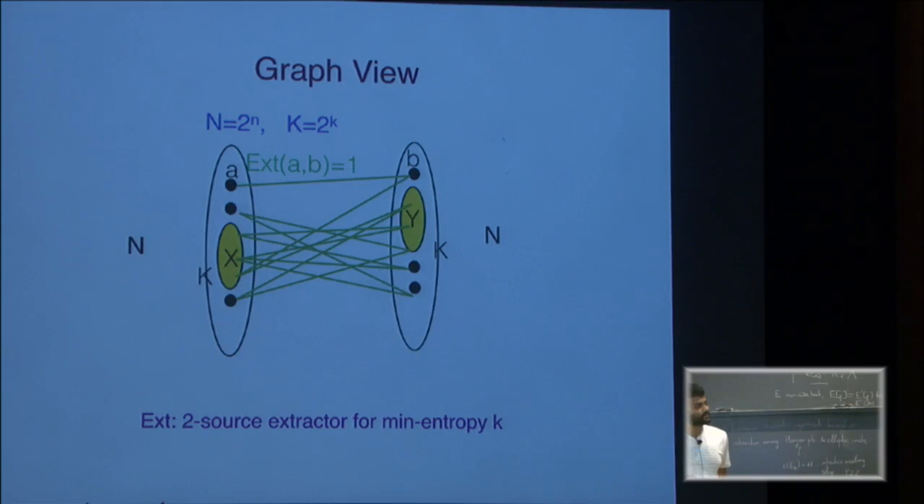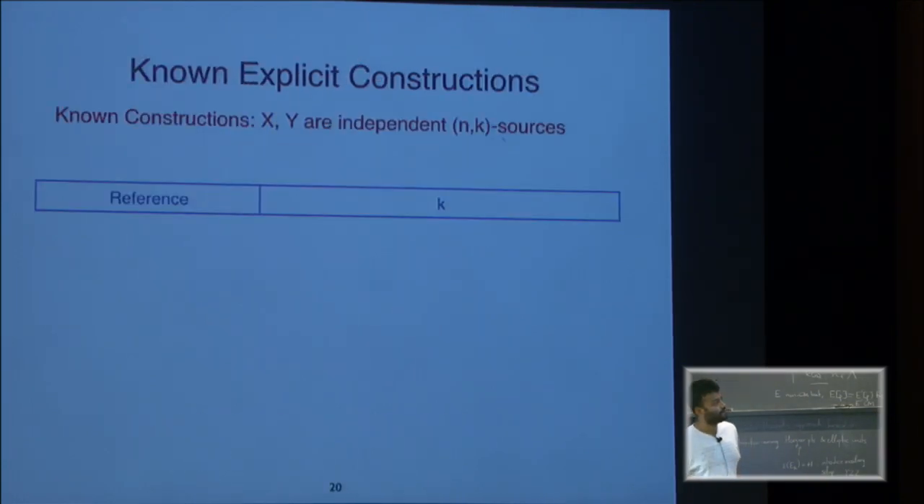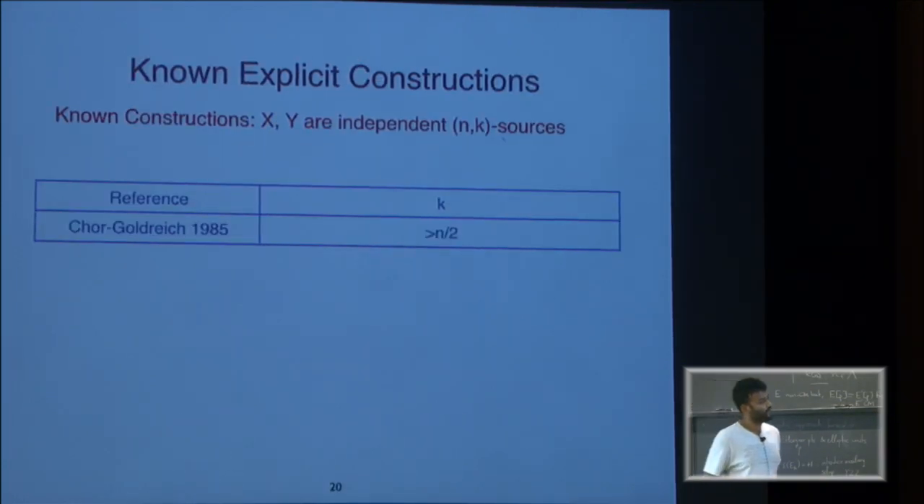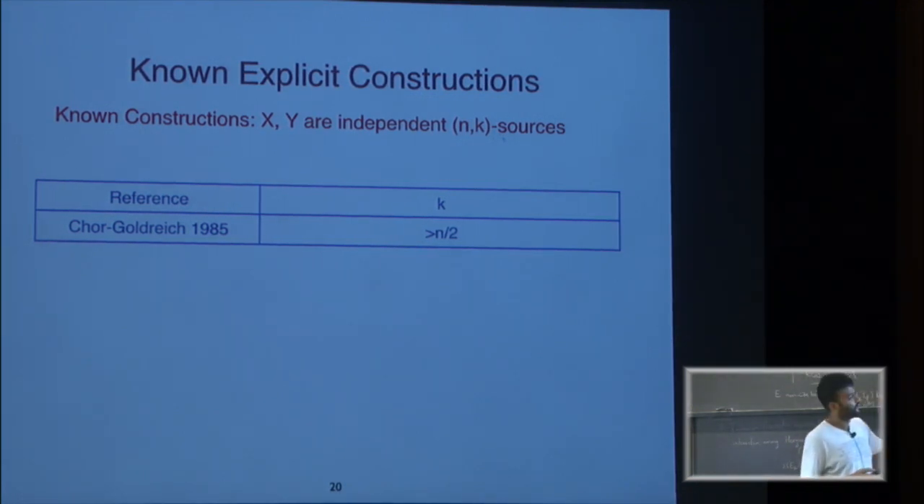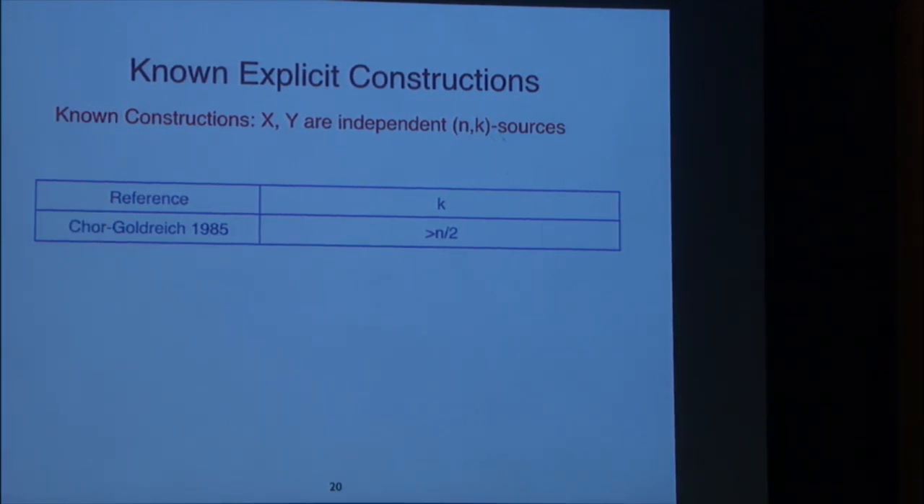Great. So what's known? Well, in the paper which asked to construct 2-source extractors, they showed an explicit construction for entropy n over 2. Recall that existentially you know that you can do it for entropy as small as log n plus order 1.